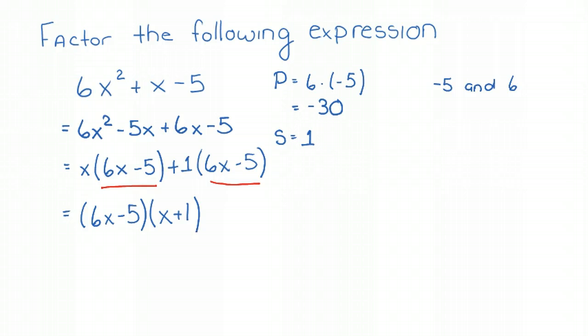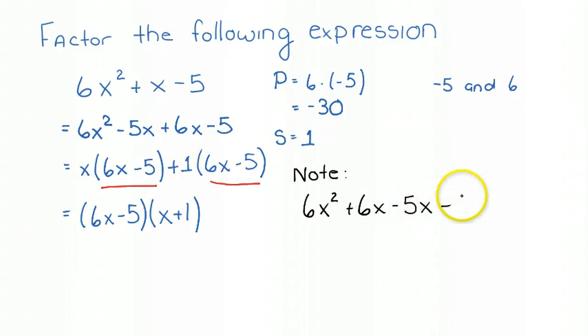Now, a common question that is presented is, what happens if, when I write out this second step here, I write it as 6x squared plus 6x minus 5x minus 5? It's different, so will I get a different answer? And in fact, you get the same answer as before, but your middle step will look a little different.